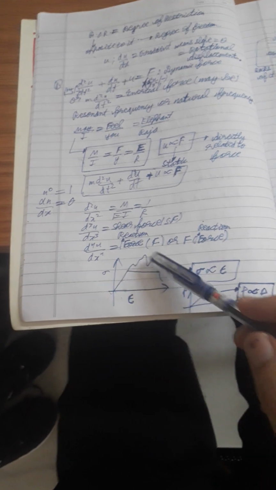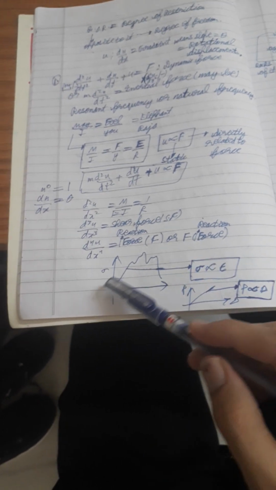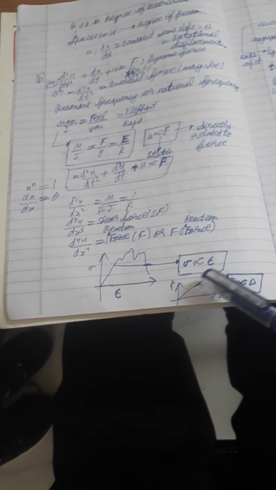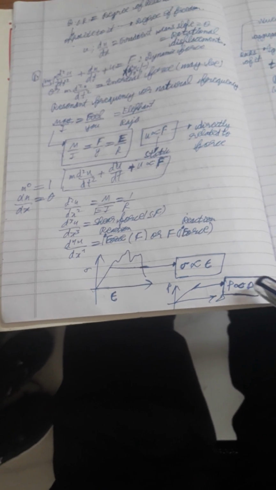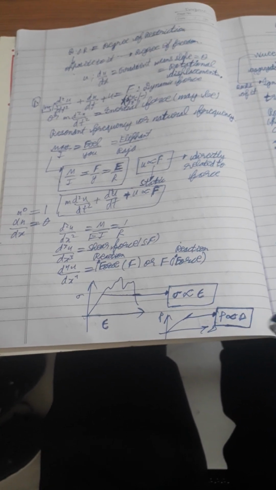Sigma, this one is the graph. Sigma is directly proportional to epsilon. This is P, this is delta. P is directly proportional to delta.